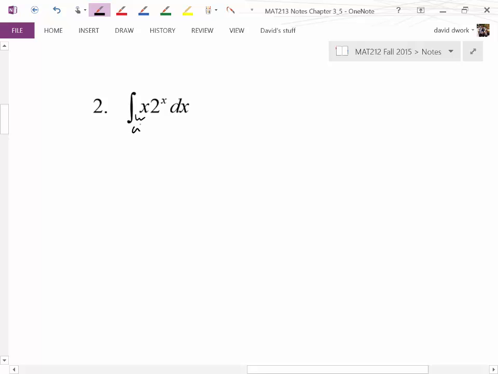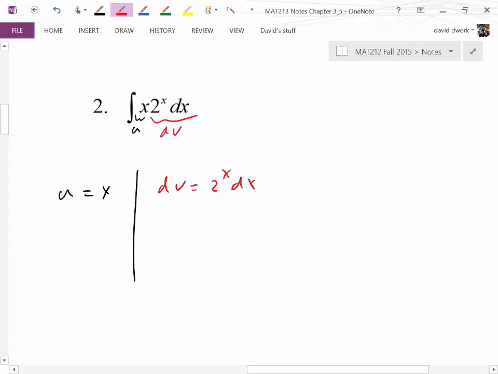Let's try letting u be the x, and let's try letting 2 to the x dx be our dv. Okay, so now I'm going to write u is equal to x, and 2 to the x dx is my dv. Whoops, let me write it the other way.